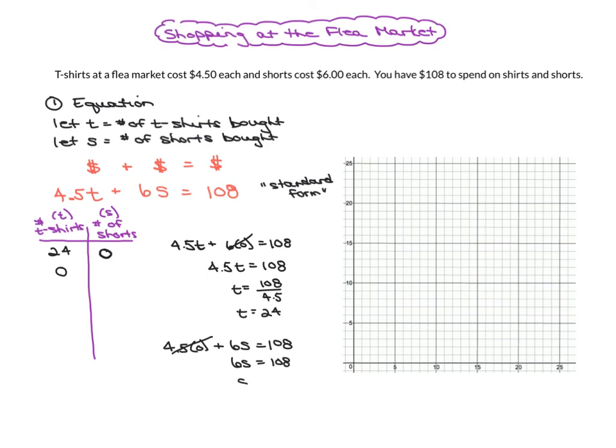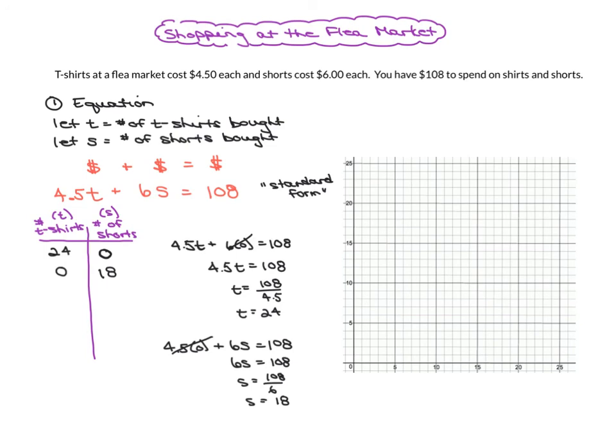Divide both sides by 6. And S is going to equal 18. Again, you can do some mental math, or it's a great time to use a mechanical calculator. So I know I can buy 18 pairs of shorts if I don't buy any t-shirts at all.